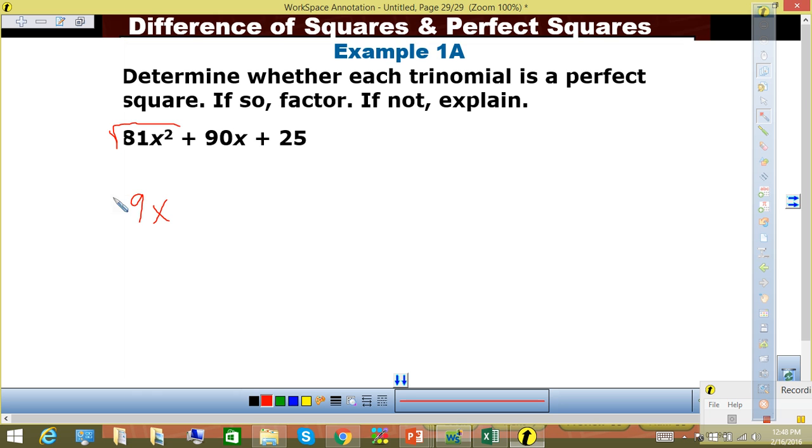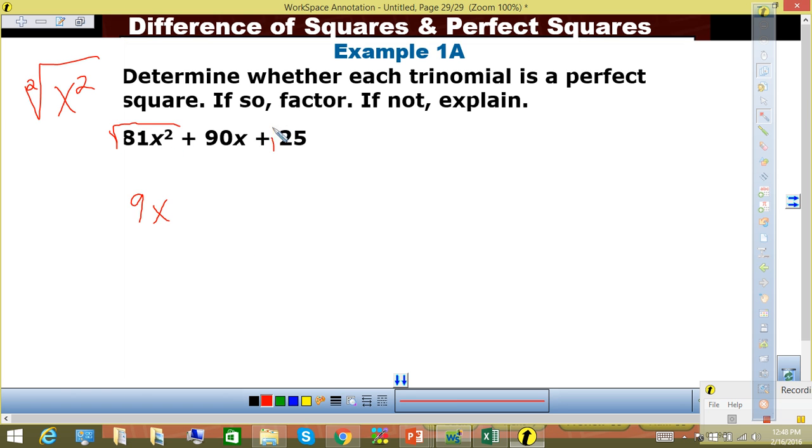Now, here I'm using a lot of concepts at once. Hopefully you're picking those up, or your noodle is. Square root of 81 is 9. Square root of x squared, look up, please. We already know that the index is invisible. Is that correct? And 2 divided by 2 is 1. That's how we get the x. Does everybody understand that? So the square root of 81x squared is 9x.